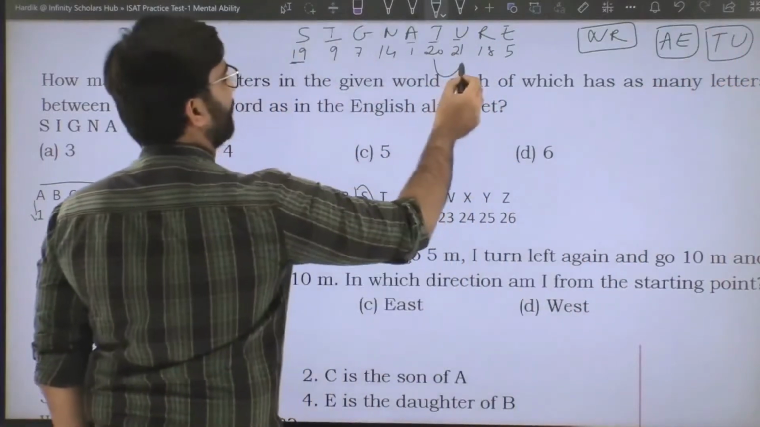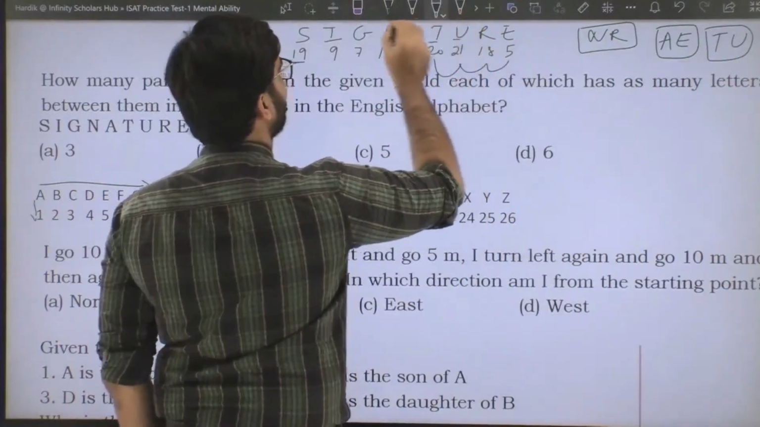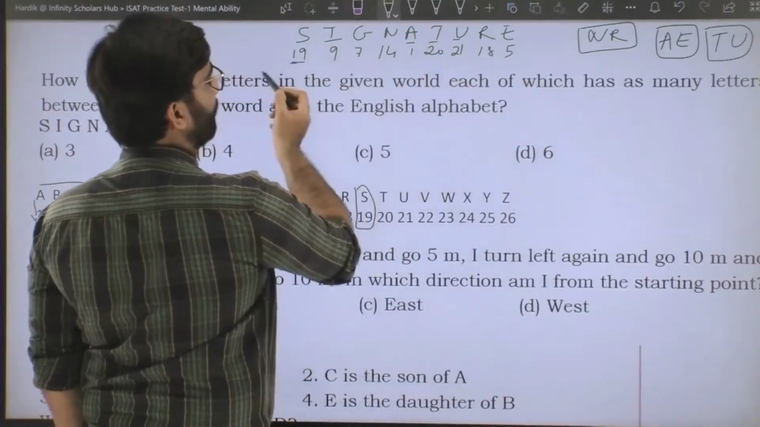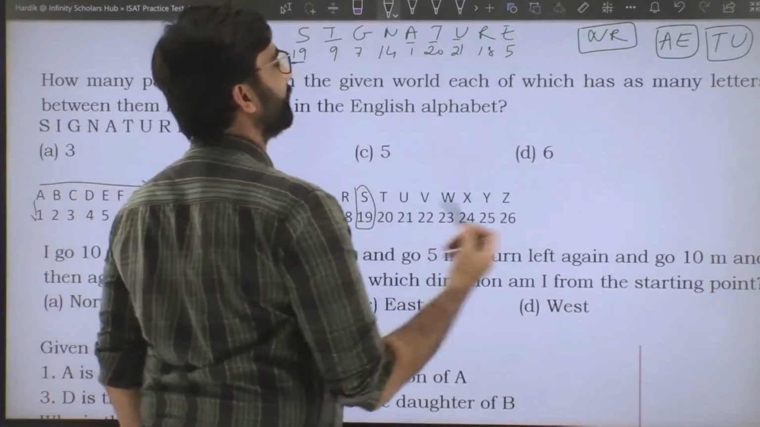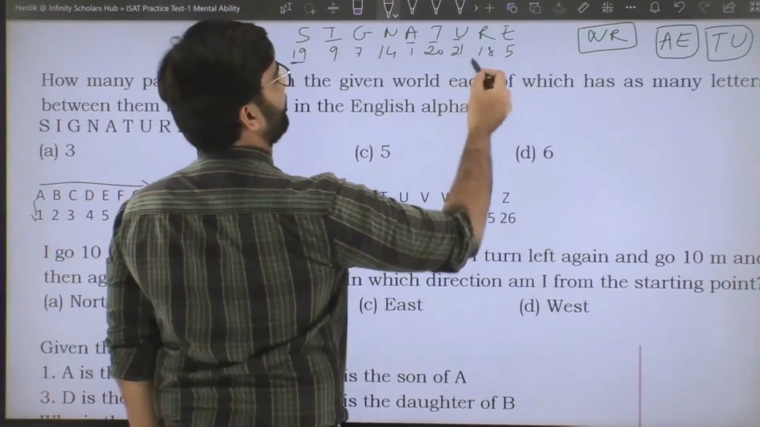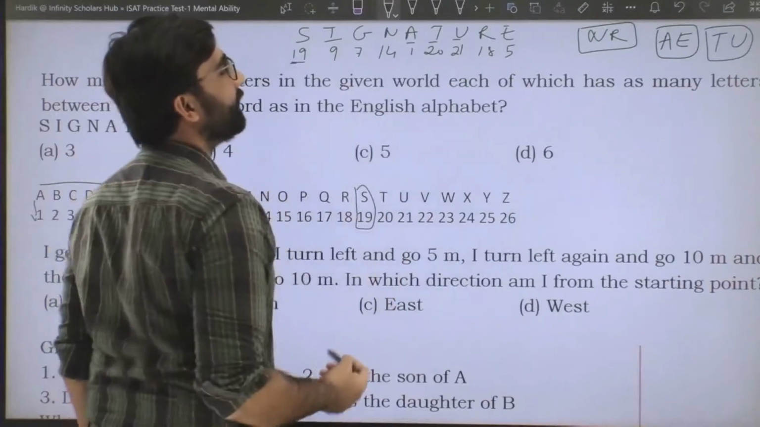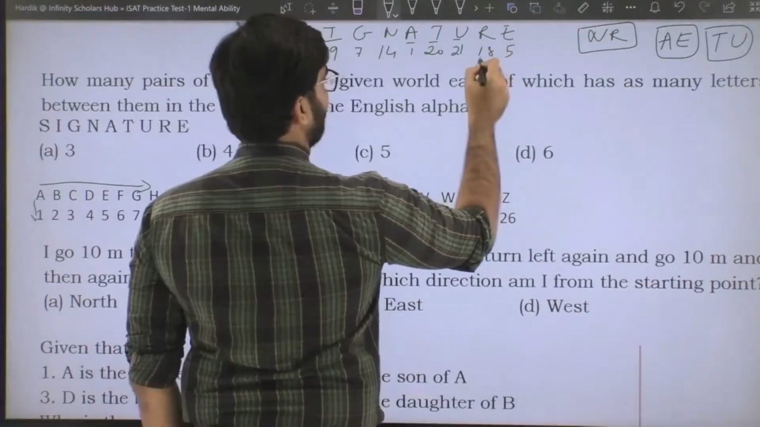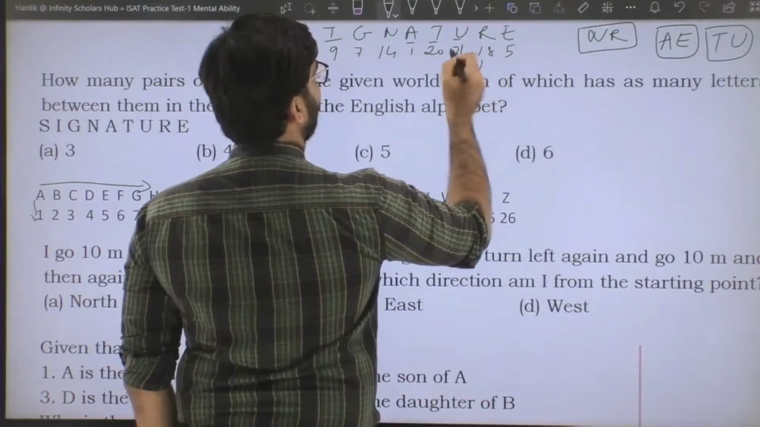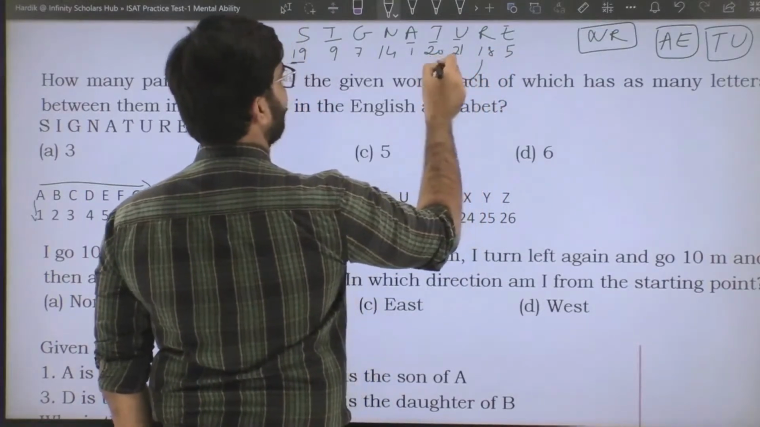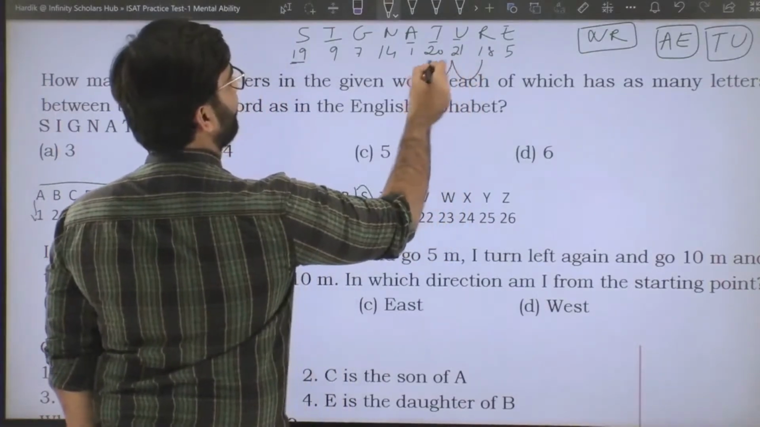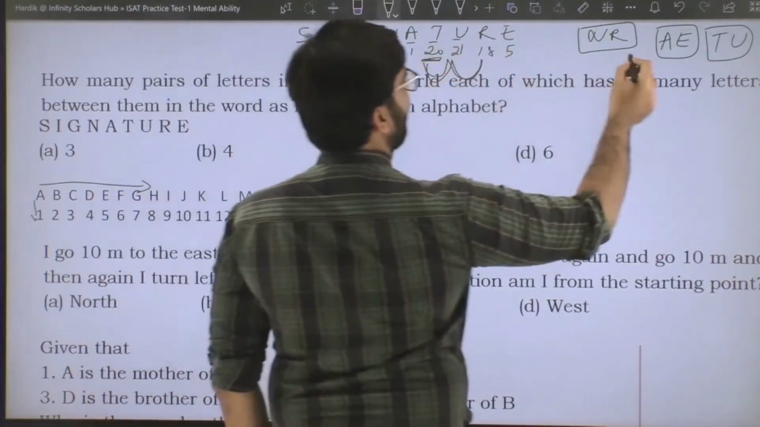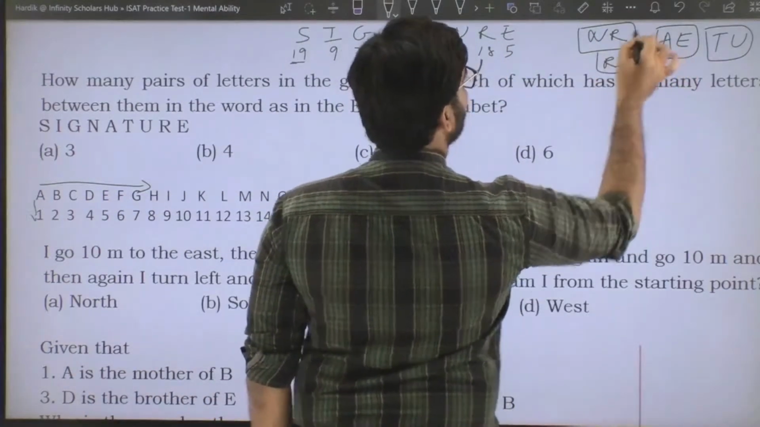Okay, then 22, 23, no other pair. From 21, now see, if you go left from 21, there is no number which is greater than 21. So no point of checking. Check towards right. Right also no point of checking because there is no number which is greater than 21. Now next number is 18. So after 18 we count 19 and then 20. So R and T is also one pair.